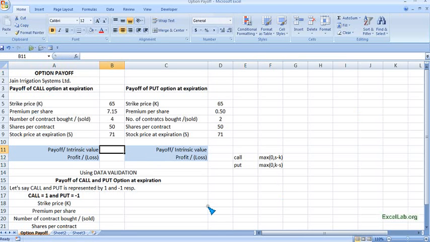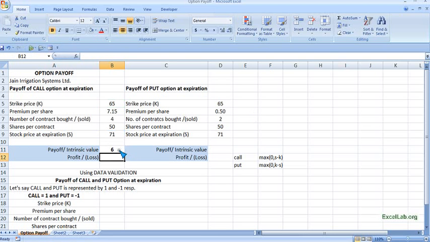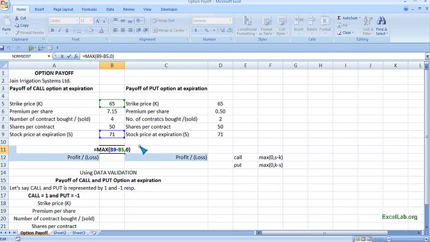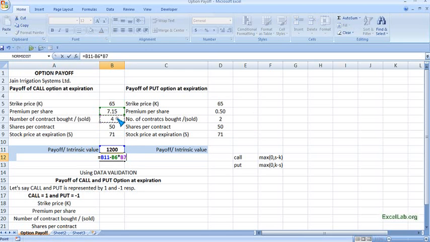Now the same thing we will enter here. So begin with equal to, write max, and put the intrinsic value, which is your spot minus strike, and number 2 is 0. So it will take the maximum of the values, so of course it will take 6, which is 71 minus 65, and enter. Now we multiply this with the number of lots and shares per lot, which is 1200, and the profit and loss equals your payoff minus the premium paid, multiplied with the number of lots and shares per lot.